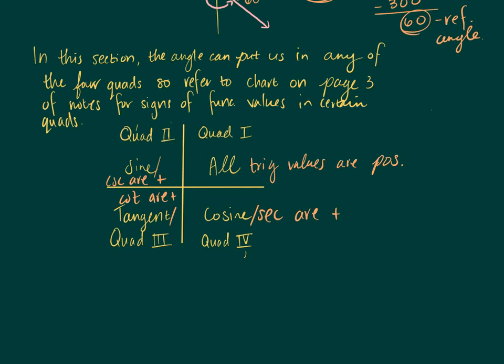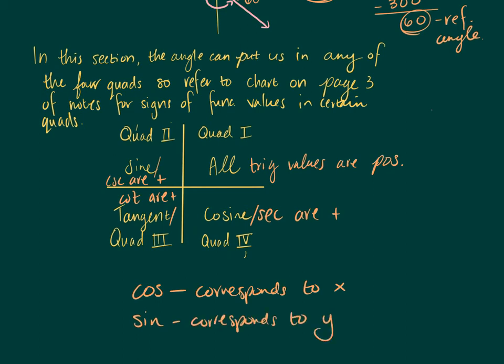So in quadrant 2, cosine and tangent are negative. In quadrant 3, sine and cosine are negative. In quadrant 4, sine and tangent are negative. What's nice is that cosine corresponds to x. Okay, so wherever x would normally be negative, that's where cosine is negative. Whereas for sine, it corresponds to y. So wherever y is negative, that's where sine is negative. Okay?